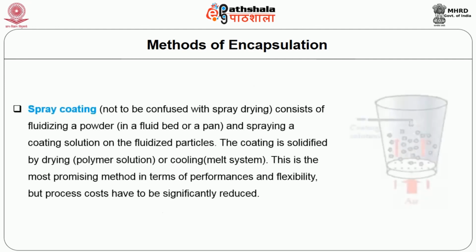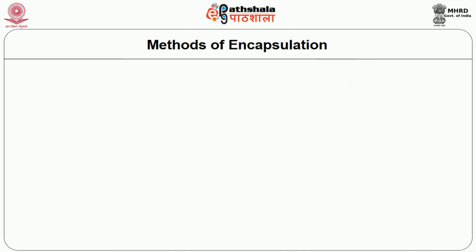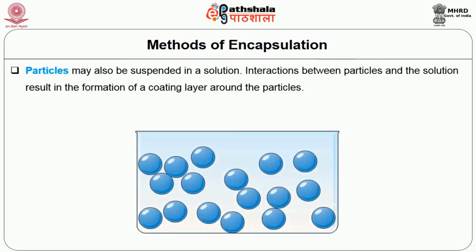The next one is spray coating. This is not to be confused with spray drying because this process consists of fluidizing a powder in a fluid bed or a pan and spraying a coating solution on the fluidized particles. The coating is solidified by drying or cooling. This is the most promising method in terms of performance and flexibility, but costs have to be significantly reduced. Particles may also be suspended in a solution. Interaction between particles and the solution result in the formation of a coating layer around the particles.